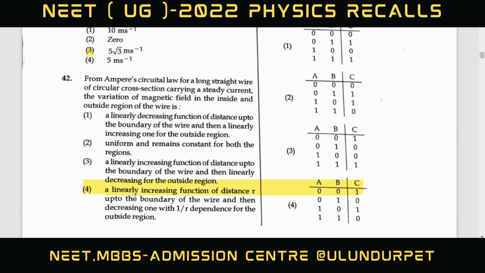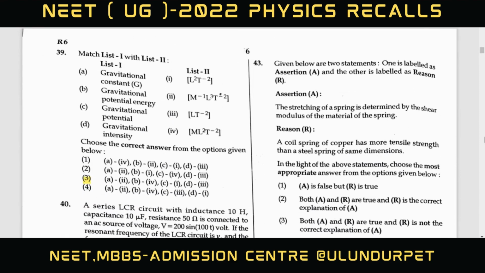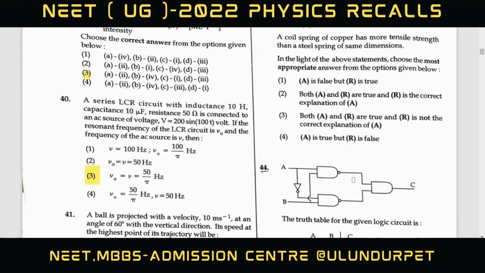43. Given below are two statements, one labeled as Assertion A and another labeled as Reason R. Assertion A: The stretching of a spring is determined by the shear modulus of the material of the spring. Reason R: A coil spring of copper has more tensile strength than a steel spring of the same dimensions. In the light of the above statements, choose the most appropriate answer from the options given below. The option is 4. Four is the right answer.